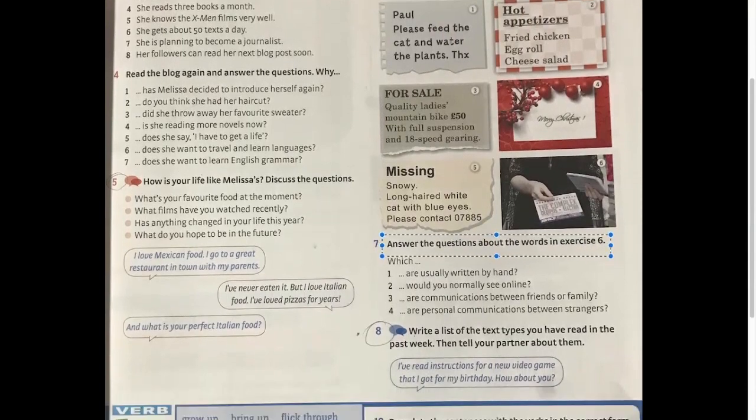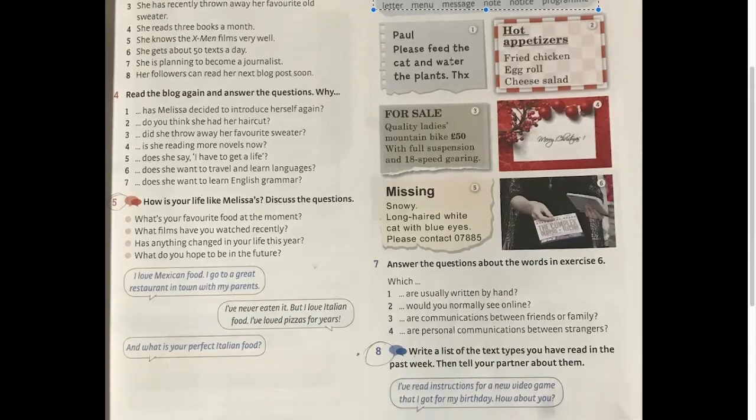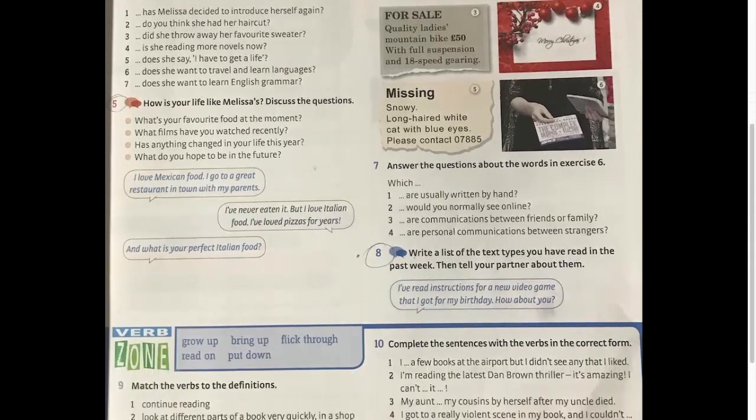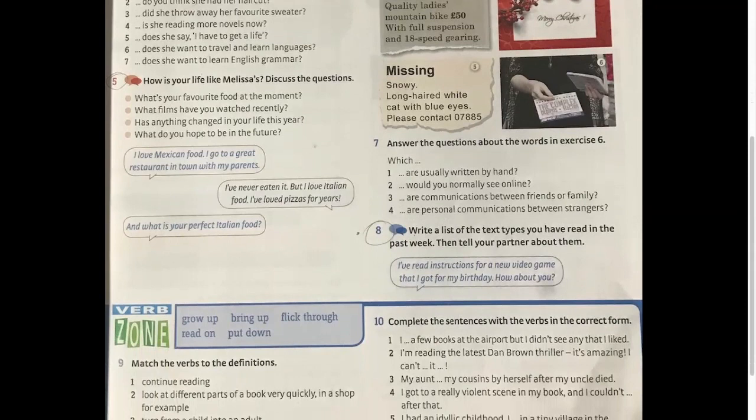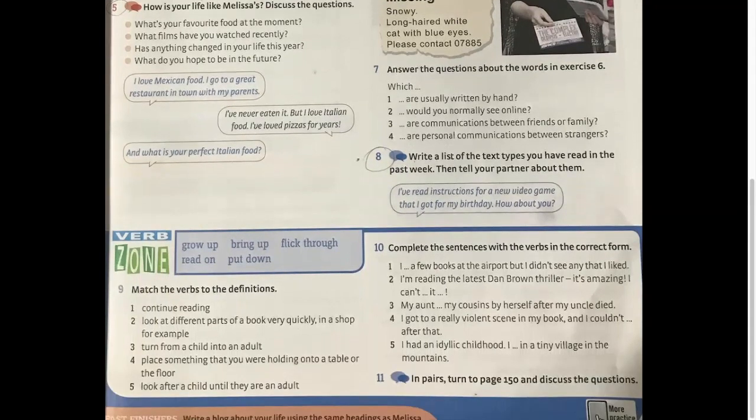For example, which are usually written by hand? Which of these texts are written by hand, for example, and make the list in your notebooks. Exercise 8, we're going to do it in class. You're going to write a list of different text types that you have read during the week, and we are going to talk about that. You're going to tell me which ones you have read.